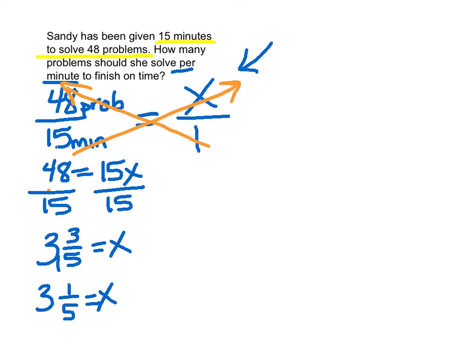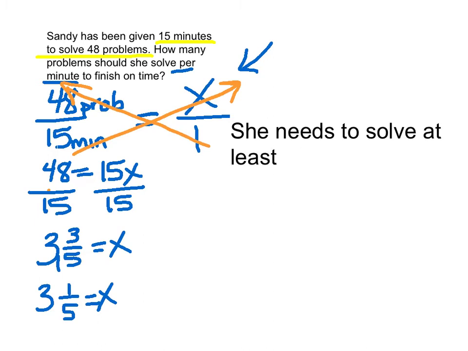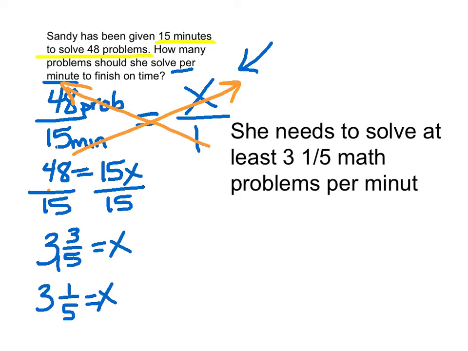So your answer really should be something like, she needs to solve at least 3 1/5 math problems per minute to finish on time. Because she can solve more than 3 1/5 math problems to finish on time, but she has to solve at least that.